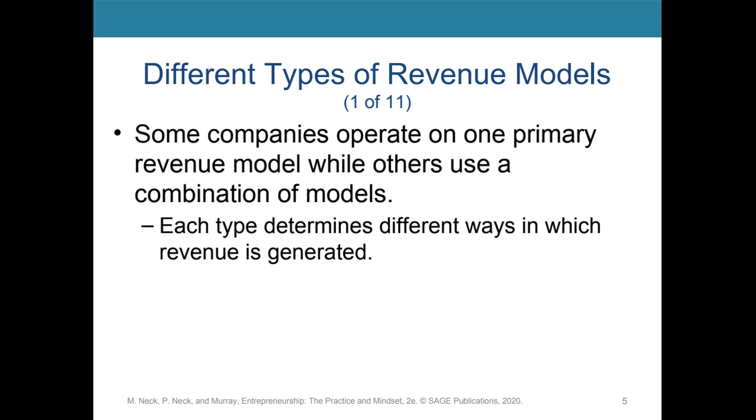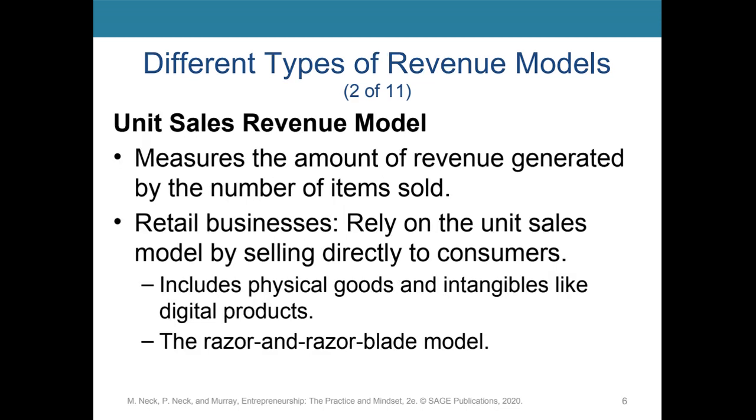On that topic, some companies will have one model, and that is how they'll make their money. Others will have a combination. So the models I'm going to show you now are different ways of making money, but it's not necessary that you choose one. You could choose a combination, and most companies will have some kind of a combination. The simplest form of a revenue model is the unit sales revenue model.